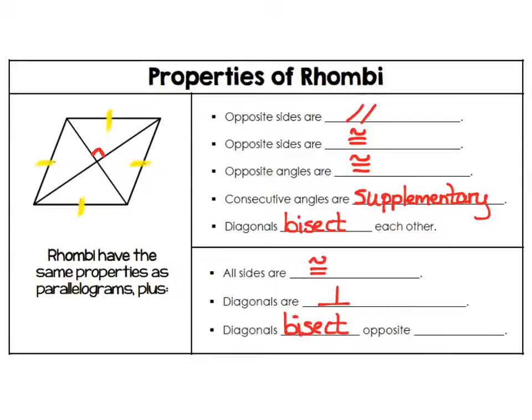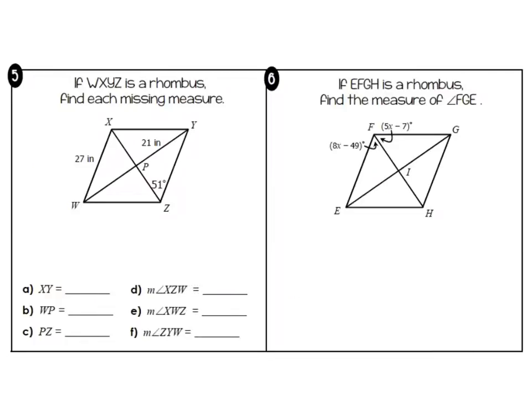And the diagonals bisect the opposite angles. So we know that the diagonals already bisect each other, and in a rhombus they bisect the opposite angle. So now we have angle bisector. So the angles for a rhombus have been bisected. And there's the congruent angles. Alright, so let's take a look at a few examples.